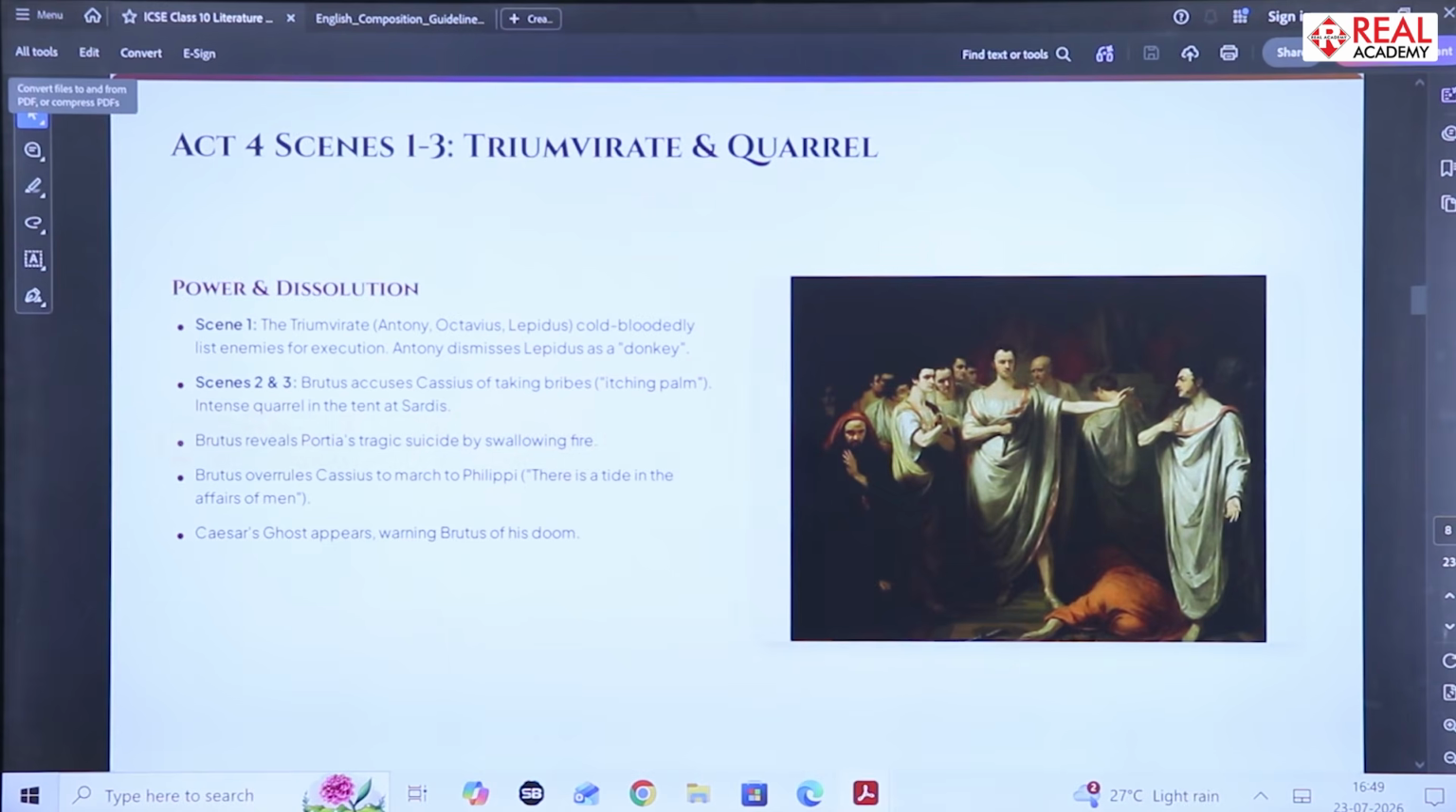Lucilius reports that Cassius appeared cold, distant, and less friendly than before. Brutus realizes that there may be a misunderstanding between them. Instead of quarreling in front of the soldiers, he wisely decides that they should settle their differences privately inside his tent. He believes that open arguments among leaders would weaken the confidence of their troops.